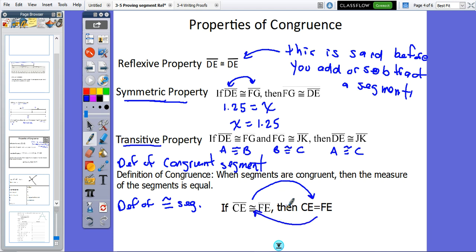So the reason that matters is when things are congruent, we're just saying they're the same. We don't know their values. We don't know what numbers represent what. We just know these two are the same. But if I say CE is equal to FE, then we're saying the actual individual values are also equal.